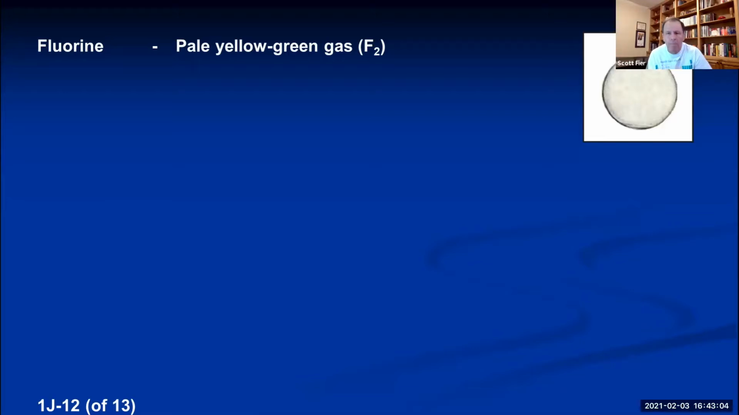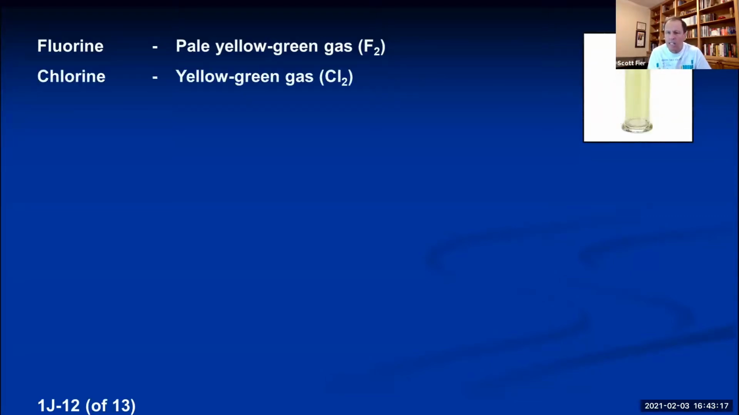It's hard to see, but in that flask there is fluorine gas, and it's a very pale yellow-green color. I want you to know that's fluorine's color. Chlorine is also a yellow-green color, but chlorine has a more intense color to it, because you can see the yellow color a little bit more easily. So chlorine's a yellow-green gas.